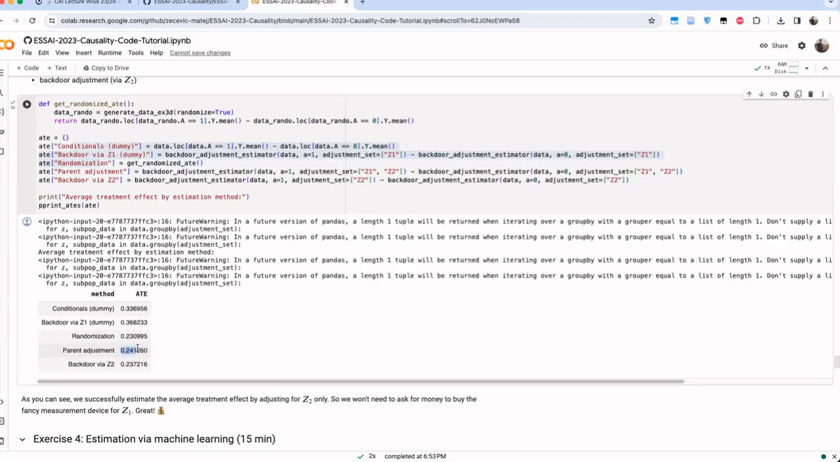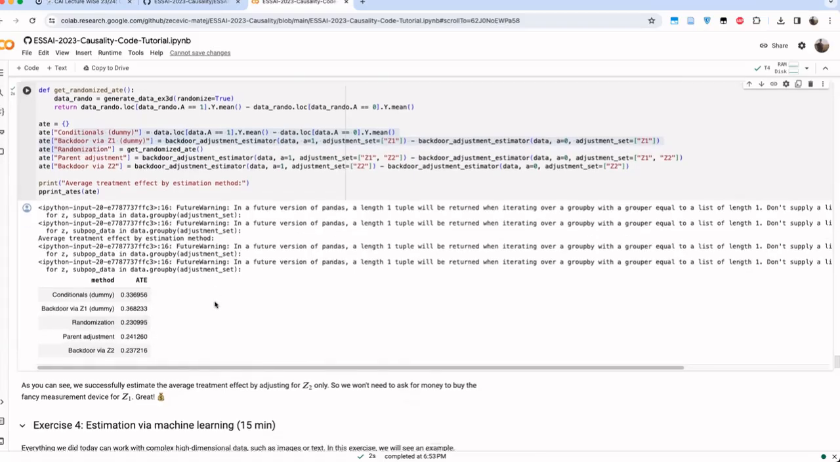Again, numerical values are varying just because of finite data. But really, this is the awesome part here, that we don't have to look at both Z1 and Z2, but just Z2 is sufficient to get the true causal effect, right? So yeah, this was exercise 3.